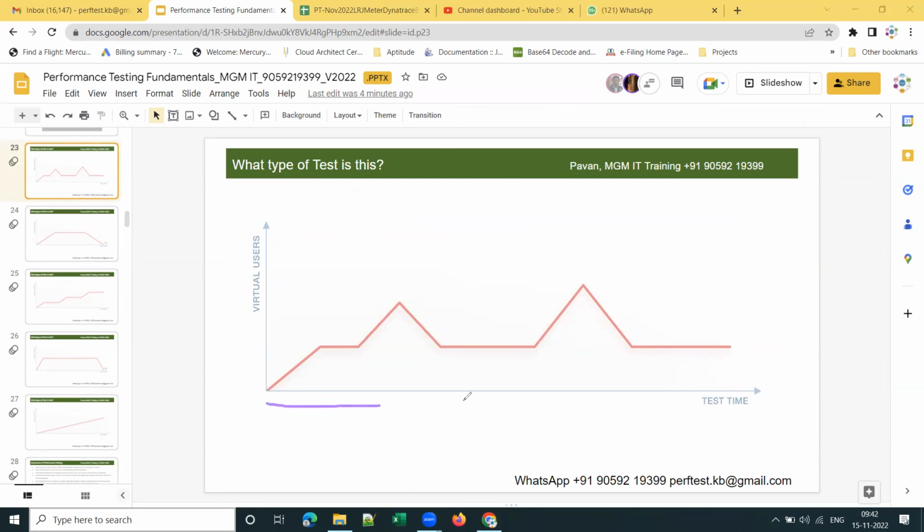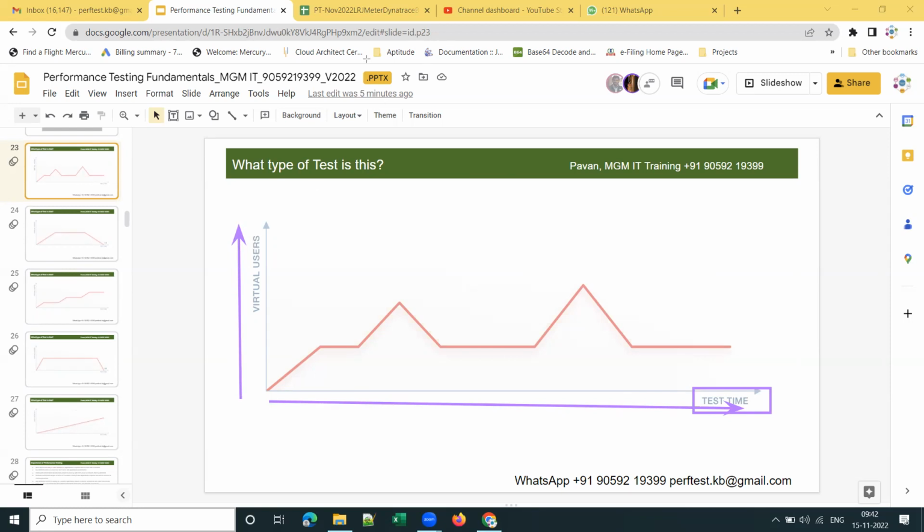Observe here, this is called the x-axis. On the x-axis, we are representing the test duration. And on the y-axis, this vertical one, we are representing the user load, that is, virtual users.